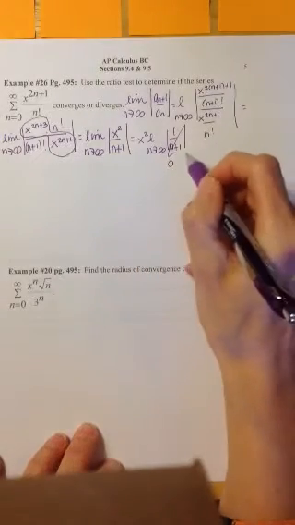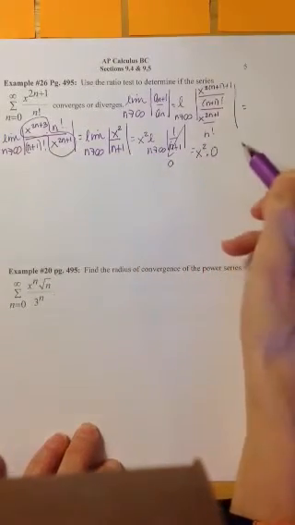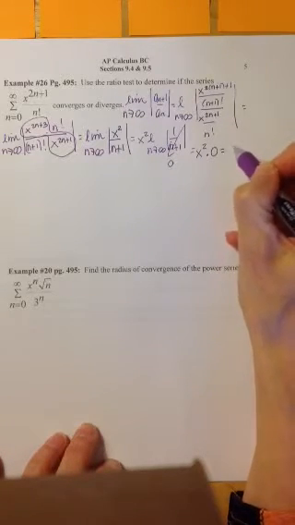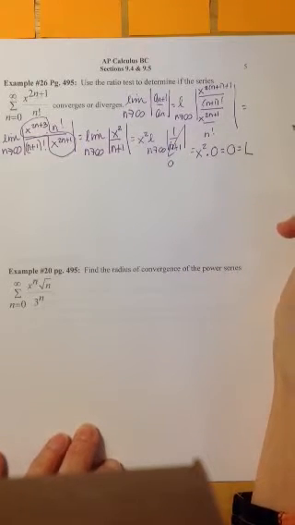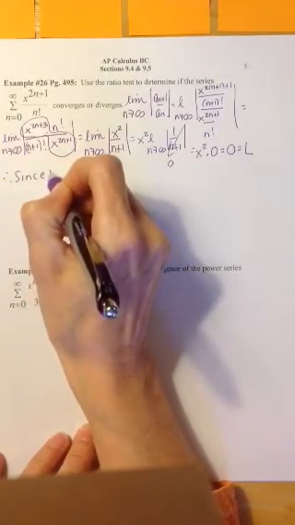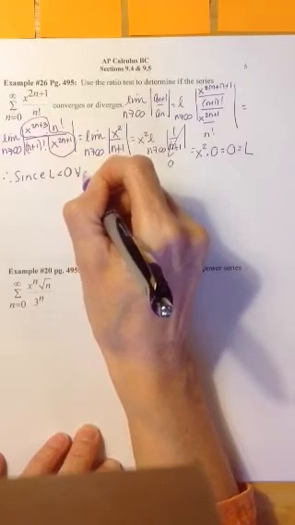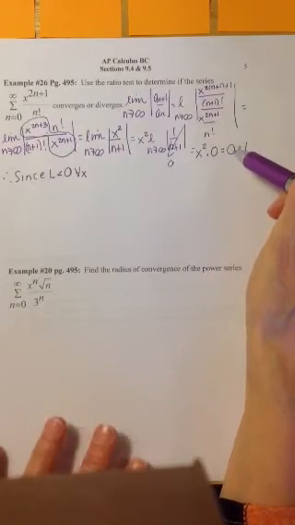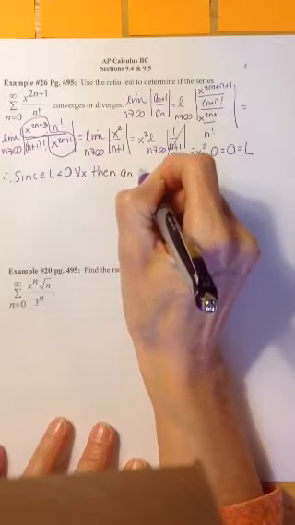So what do I have? I have x squared times 0. I know that this is always going to be 0, and that's my L. That's my result from the ratio test. Since L is less than 1 for all x, always, it doesn't matter what I pick for x, I'm going to multiply it by 0, so it's going to be 0. Then the series converges.